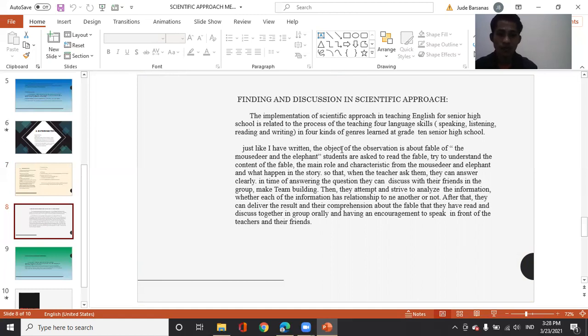In the time of answering the question, they can discuss with their friends in the group, build a team to work together and trust each other. Then they strive to analyze the information, whether each piece of information has a relationship to one another or not. After that, they can deliver the result and their comprehension about the fable that they have read and discussed together in a group orally, with encouragement to speak in front of the teacher and their friends.